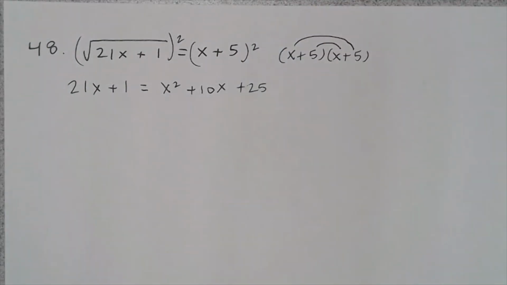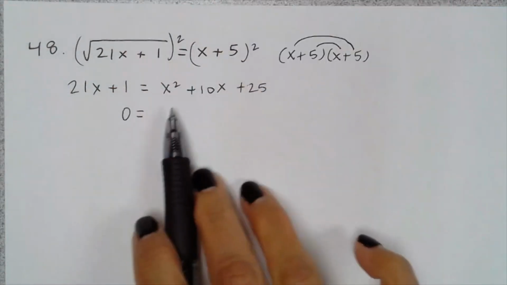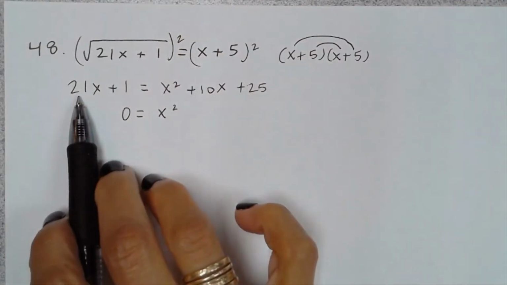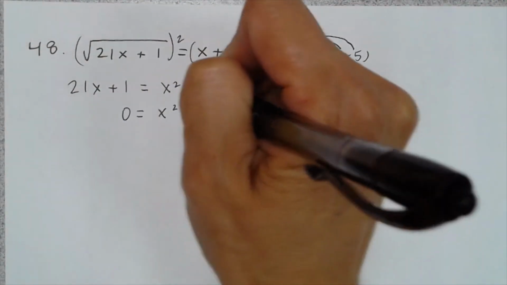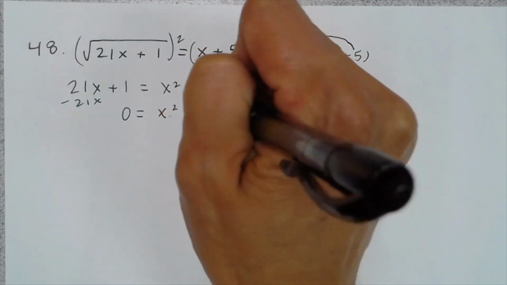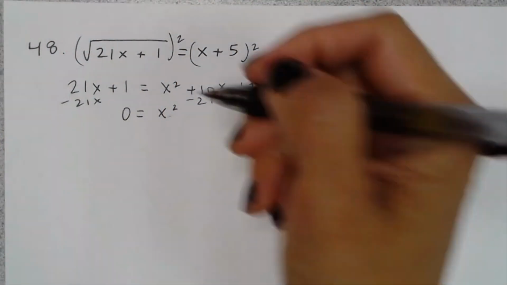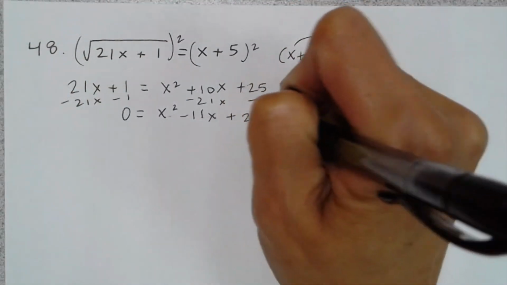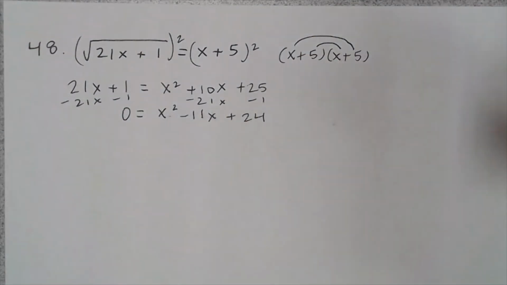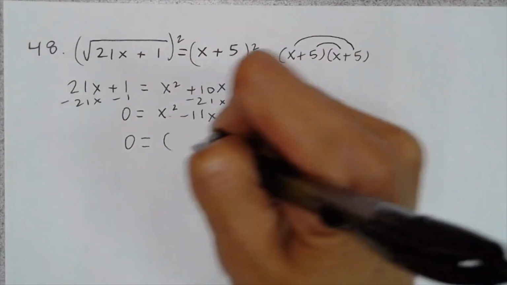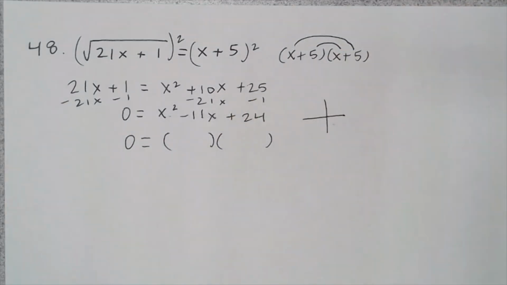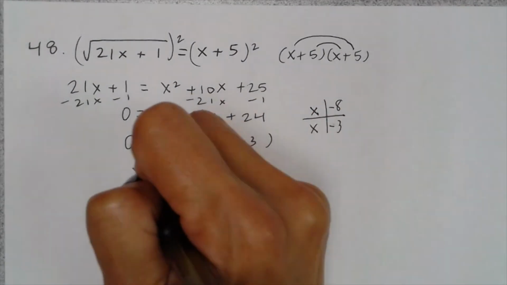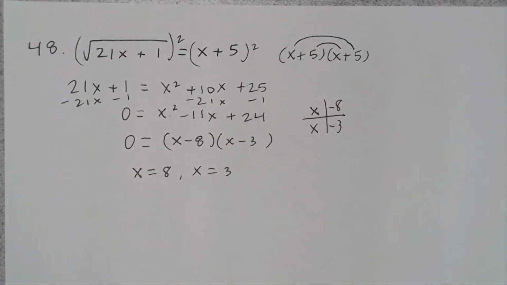So now we have a quadratic equation, and I want the quadratic equation equal to 0 so we can finish solving it. So you're going to drop down this x squared. We're going to subtract 21x over. So when you do that, you end up getting negative 11x. And then we're going to subtract this 1 over as well. So you get positive 24. So now we have a quadratic equation we can solve. So we're going to factor it, and we can use a t-chart. And then finally, I'm going to show the work for the check.